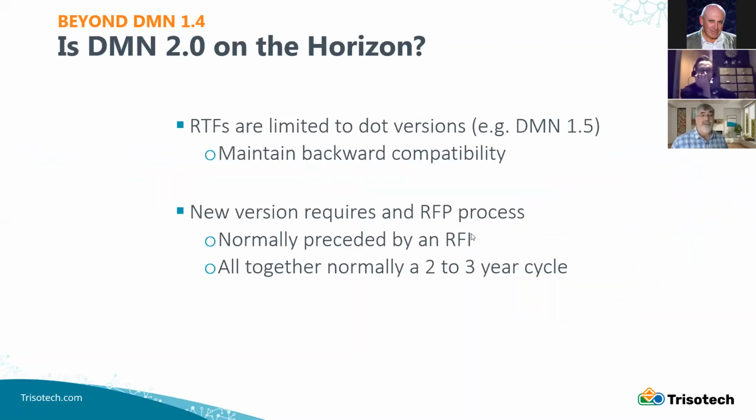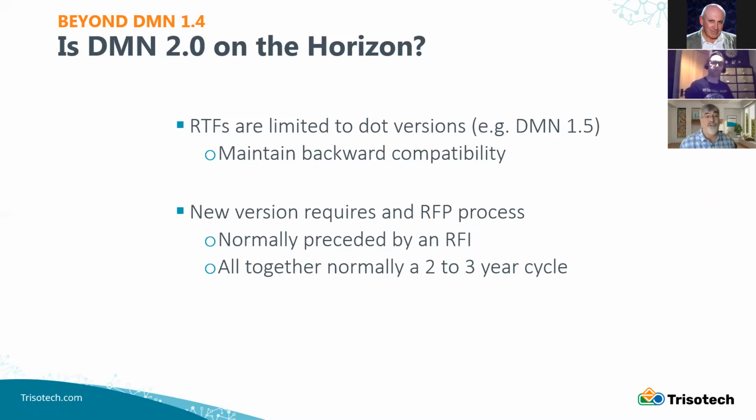So the $2,000 question is: is DMN 2.0 on the horizon? A little bit of context: revision task forces within OMG are limited to dot versions. And what that really means is that we have to maintain backward compatibility. So that's kind of the measure, the gauge we use to say, okay, should that be done there or not? It's about maintaining backward compatibility as much as possible.